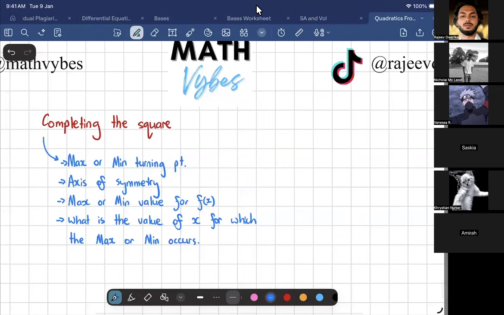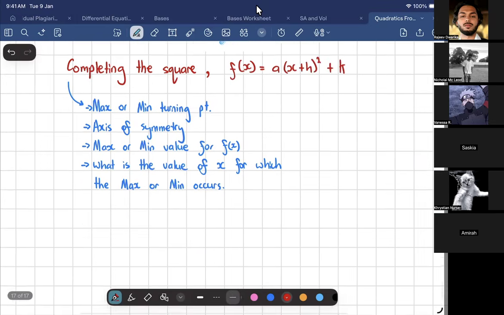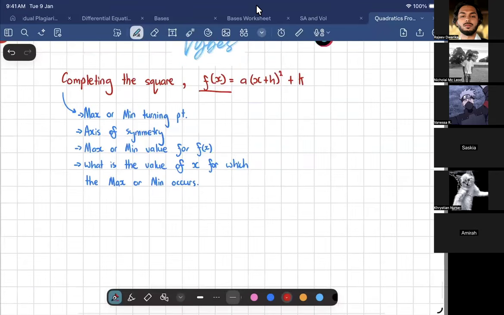And the completing the square form itself actually looks like this. f of x is equal to a, open bracket, x plus h, close bracket, squared, plus k. So that is the completing the square form. f of x is equal to a(x plus h) squared plus k. Nice. What are the main formulas you need to know here? Well, you need to know what h is equal to. h is equal to b over 2a.